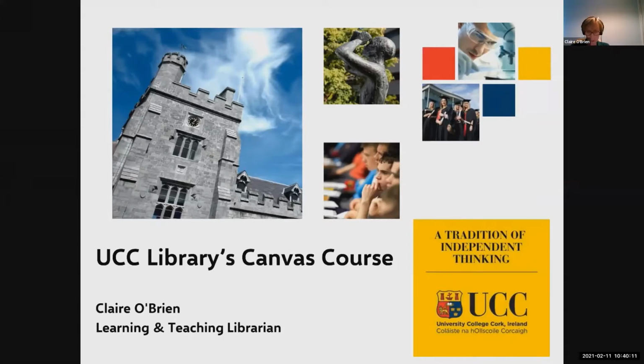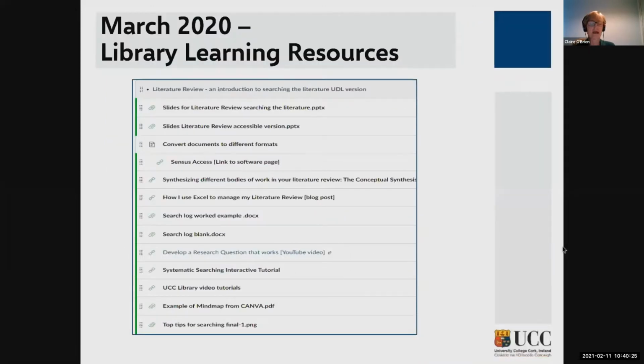So as we were running out the door, we made a start on our Library Learning Resources Canvas course by just putting up the class materials from our interdisciplinary classes, our slides, our links and our documents. So you can see there's no context beyond the title of the module, Library Literature Review. That was all we had to offer.